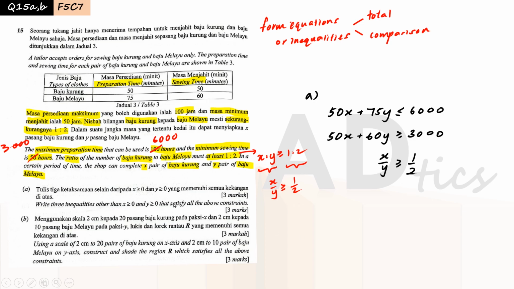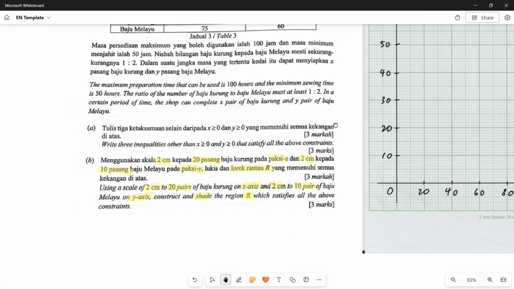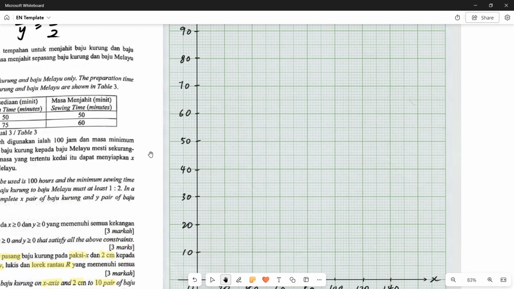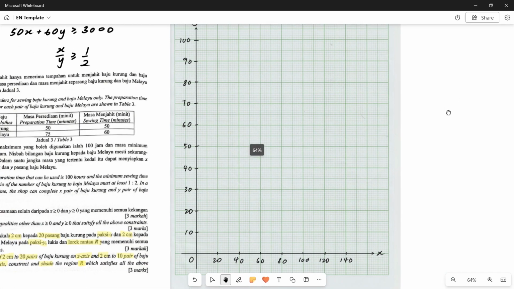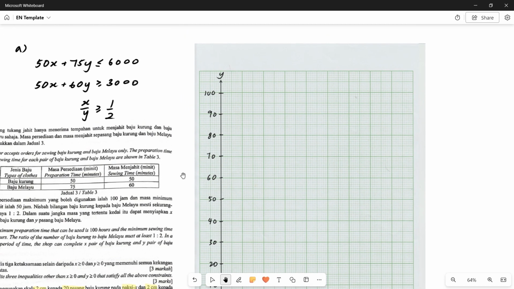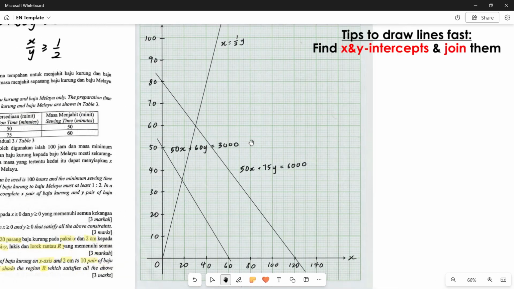Right, so here we can go to part B, and let's go to the whiteboard to solve this question. And for part B, we are given the scaling for x-axis and y-axis, so it will be something like this, right? So one big box for x-axis would be 20 pairs, and for y-axis, one big box would be 10 pairs. So it will look something like this, right? And now, according to the inequalities that we have formed in part A, we need to sketch the lines and we need to shade the region R. Right, so it will be something like this. Hopefully yours is the same as mine.